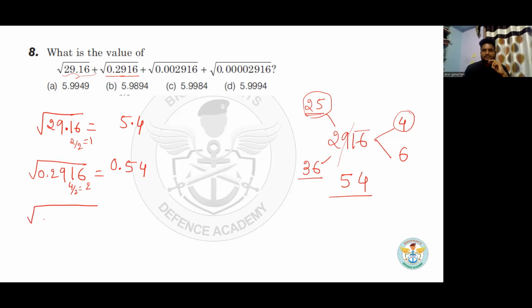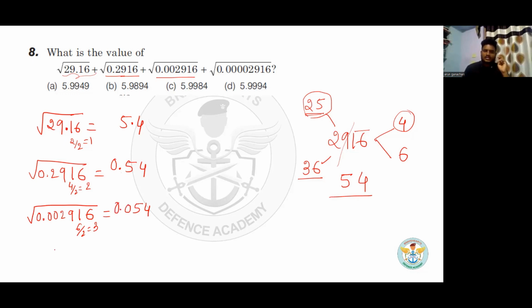Then I have to go for 0.002916. The next number, 0.002916. How many digits are there after decimal? There are 6 digits. 1, 2, 3, 4, 5, 6. Now to divide this 6 by 2, I'll get what? 3. The answer is still 54, but I have to have 3 digits after my decimal. 1, 2, 3. So the answer is 0.054.